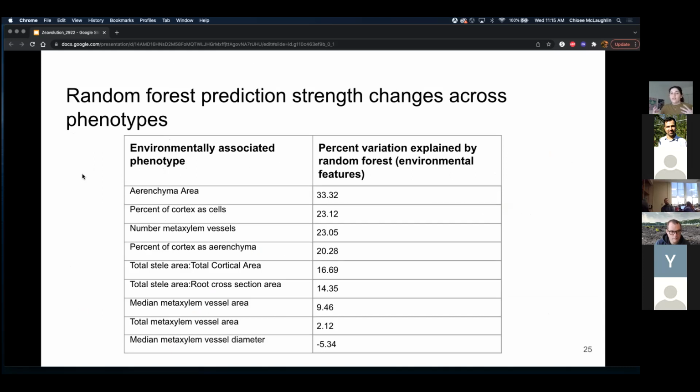And so this is what the percent variation described by the random forest for our 9 focal phenotypes looks like. We can see that the prediction strength really changes across the phenotypes, where we have 33% of the variation of parenchyma described by the model, but then median metaxylem vessel diameter has actually negative variation described.